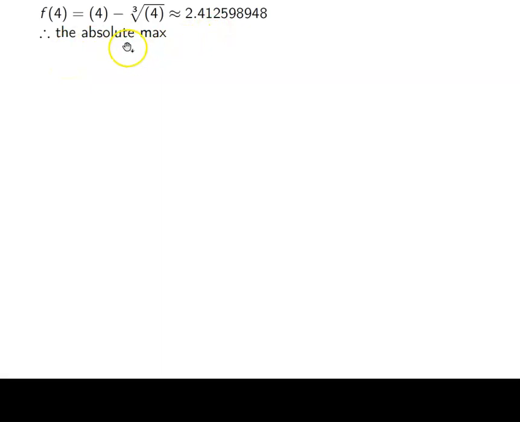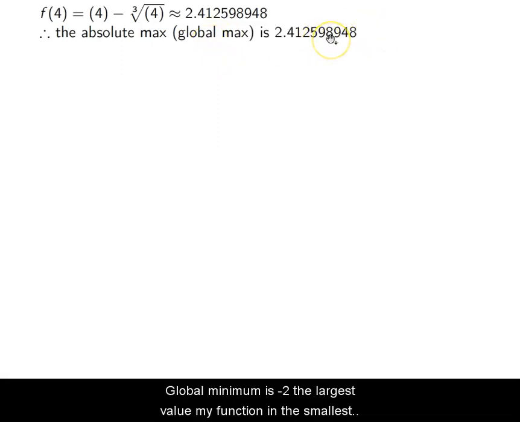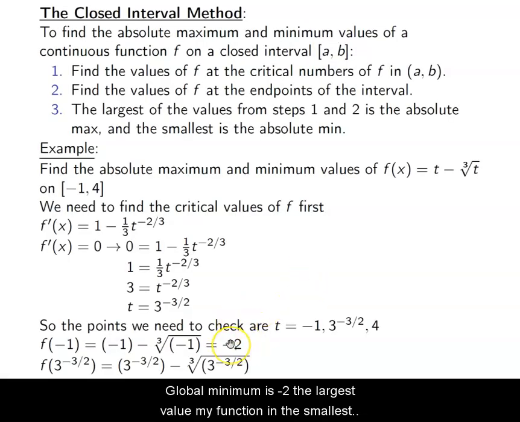Okay, so that's where they are. The actual absolute max value is this value, 2.412598948. Okay, that's my global max, and my global minimum is -2.